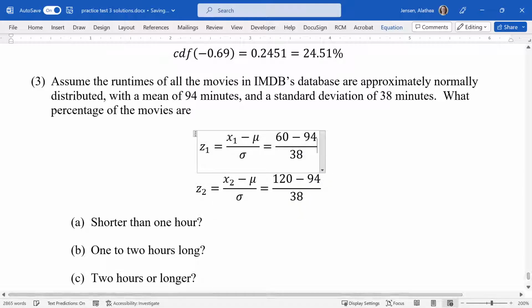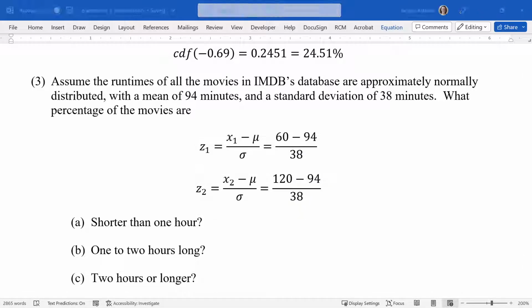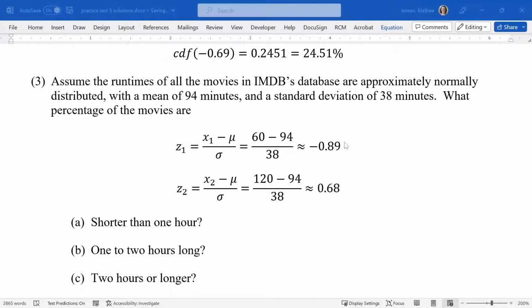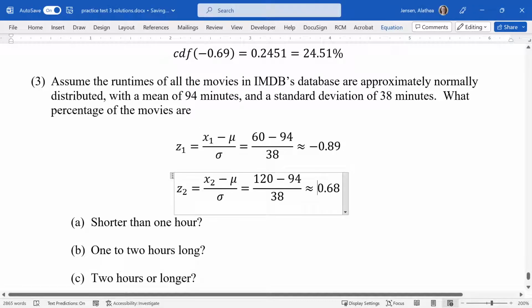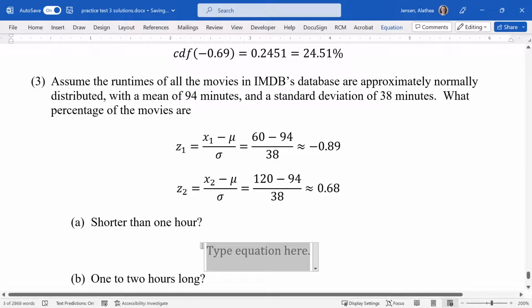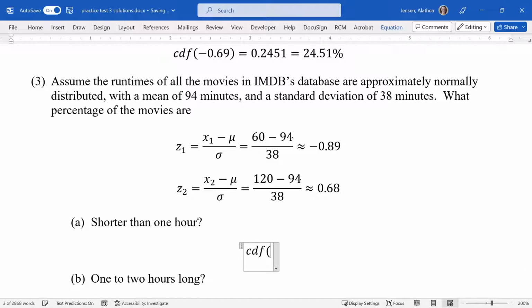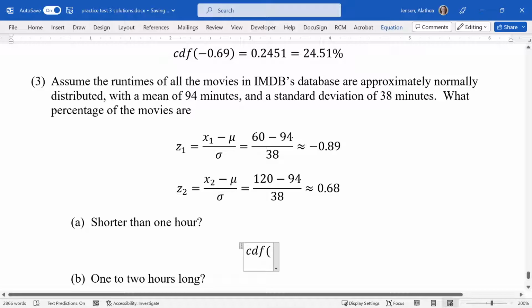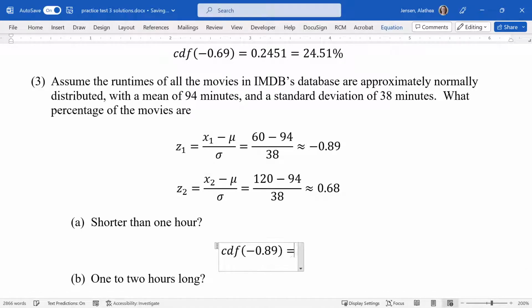Okay, so we go to the calculator and plug these in. These are the two z-scores that I'm getting. Now how do I use these to get my CDFs? Shorter than 1 hour: for any shorter than or less than, it's just going to be the regular CDF, and you pick the z-score that goes with 1 hour. We used 60 minutes, so negative 0.89.